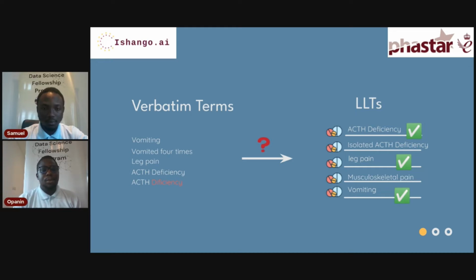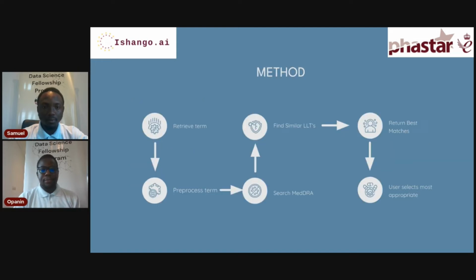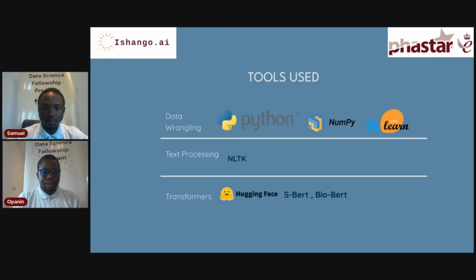So we decided to build on the autocoder from this perspective. With that in mind, we devised this methodology where we retrieve the verbatim terms or the adverse events. Then we pre-process these terms, search in the MedDRA dictionary for the right terms, and present the data manager with a set of LLTs, a set of terminologies that they can select an appropriate one from.